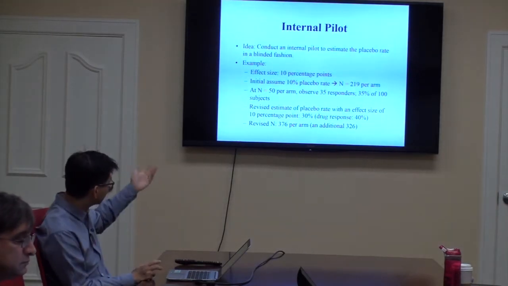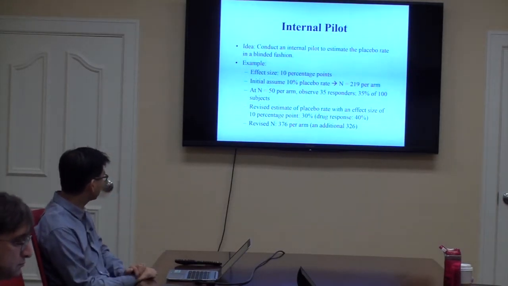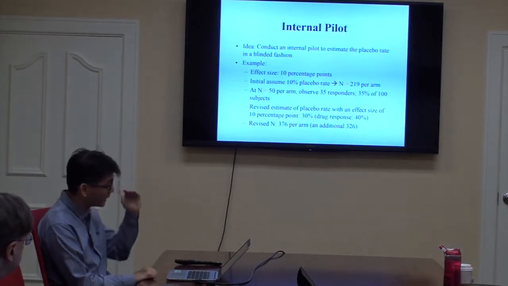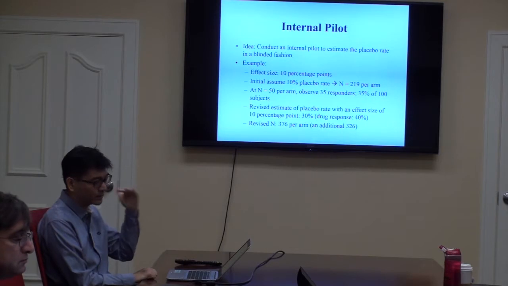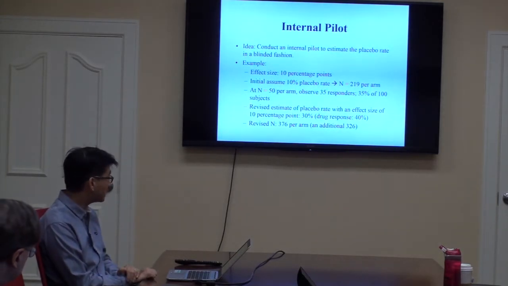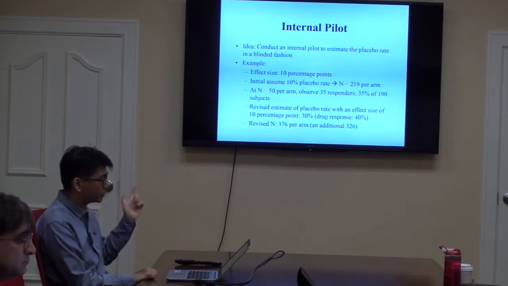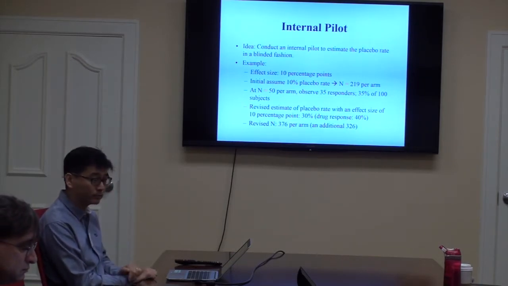The example is simple, illustrating how to do it. Let's suppose that we again have an effect size of 10 percentage points. This is the number that we decide at the planning stage. We don't change it. If we initially assume that the placebo rate is 10%, go back to the table: we know that it's about 200 patients per arm. That's the study that we need.